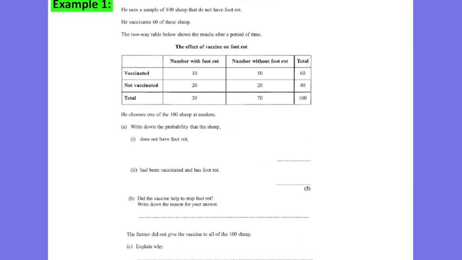Example number 1. A farmer wants to find out if a vaccine can stop his sheep getting foot rot. He uses a sample of 100 sheep that do not have foot rot. He vaccinates 60 of these sheep. The two-way table below shows the results. We can see here that we've got a completed two-way table. Each one's in the column here, 10 plus 20 adds up to 30. Same here, 50 plus 20 makes 70. And then each of the rows, our total here is 60, 10 plus 50, 60. Column here adds up to 100, row here adds up to 100.